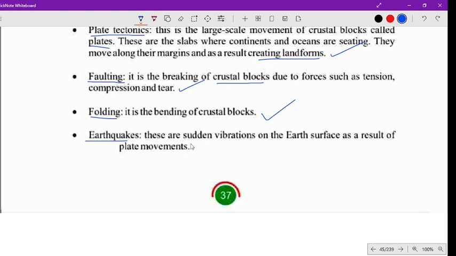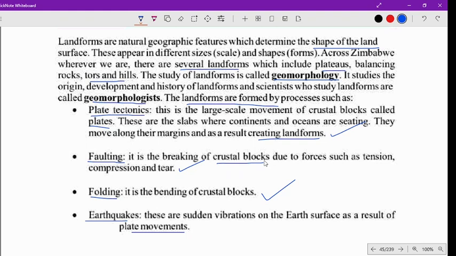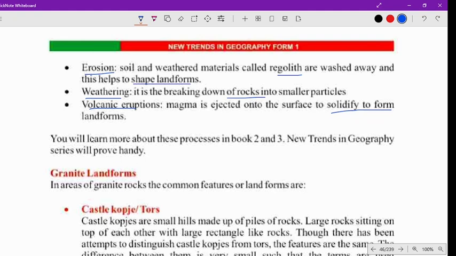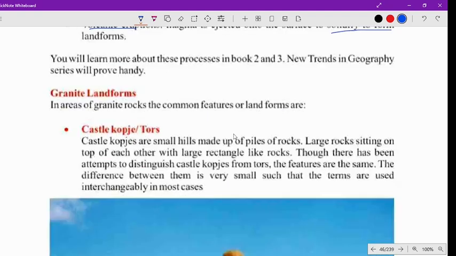Earthquakes. Earthquakes are sudden vibrations of the Earth's surface as a result of plate movement. So here are the processes which form the landforms. We also have erosion. Soil and weathered materials called regolith are washed away, and this process also helps to shape the landforms. Weathering is the breaking down of rocks into smaller particles. Lastly, volcanic eruptions. Magma is ejected onto the surface to solidify and to form landforms. Now, you are going to learn more about some of these processes in the next year or 2 years until you are done with your O-level studies.